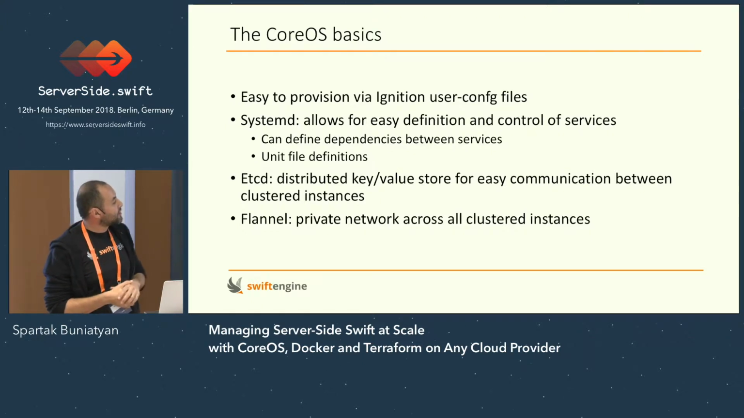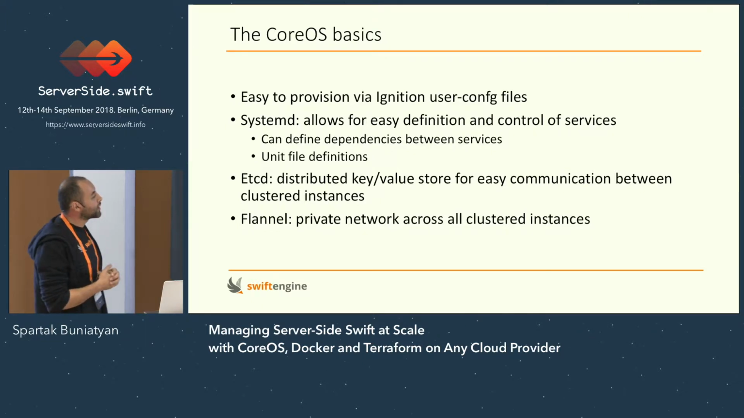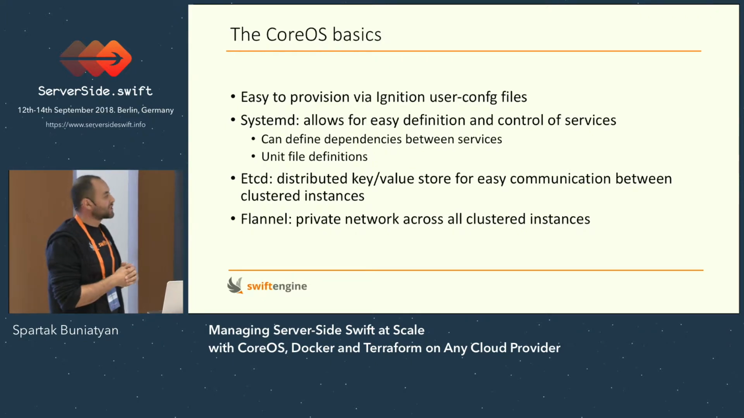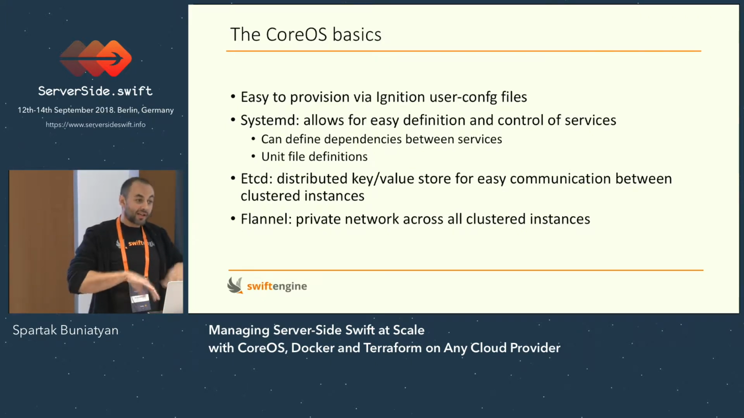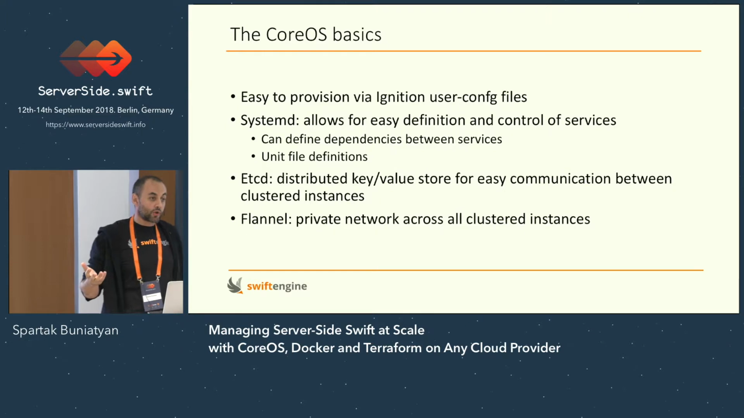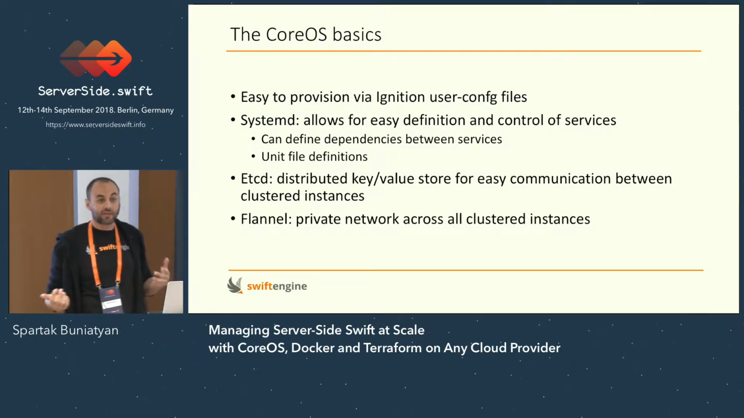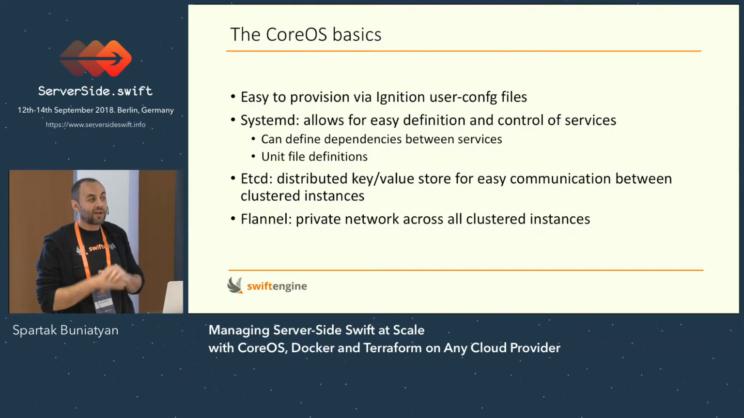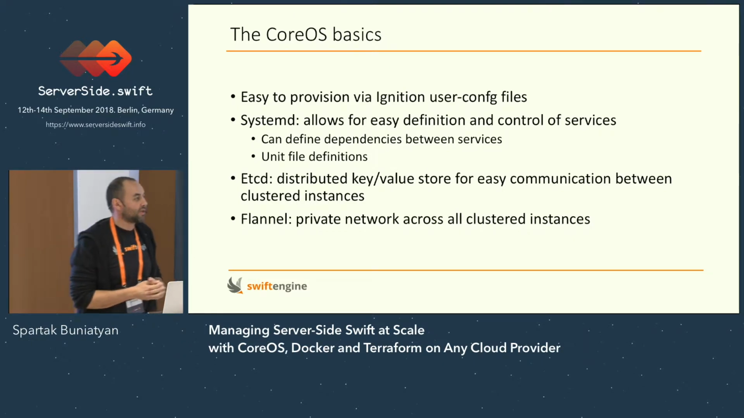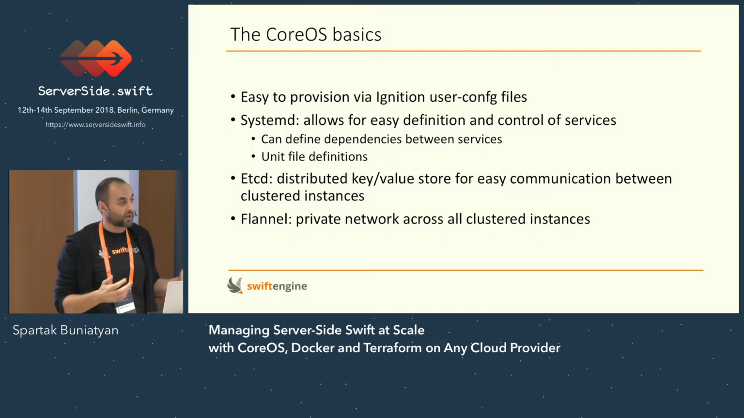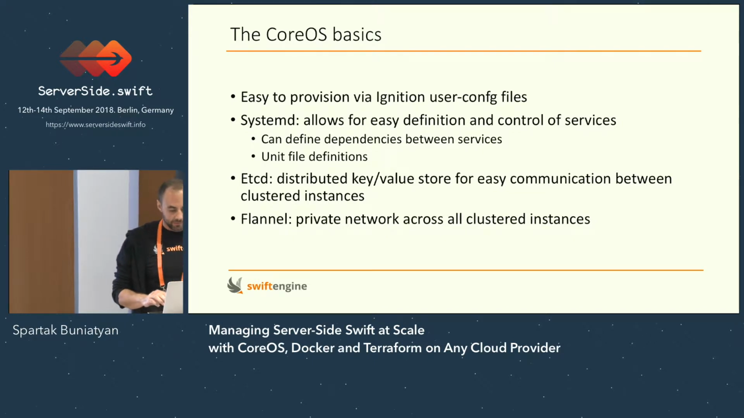And Flannel is also an important thing to know when it comes to CoreOS. This creates a virtual private network inside the CoreOS. So you're able to, even across different providers, across different virtual private clouds, have essentially a seamless private network for your containers to communicate with.